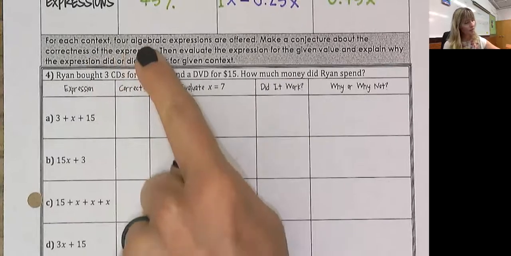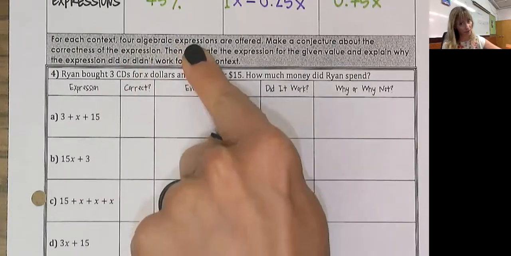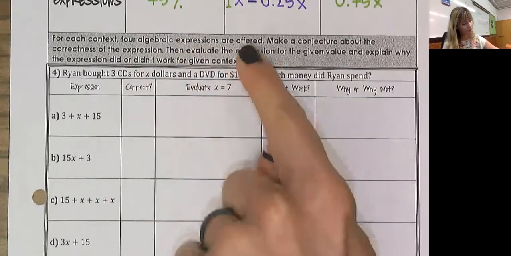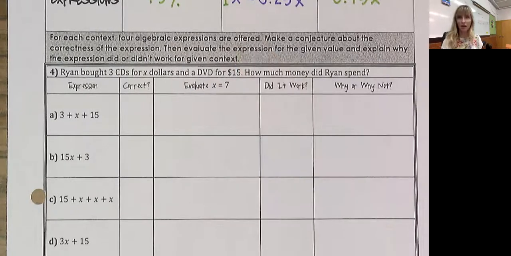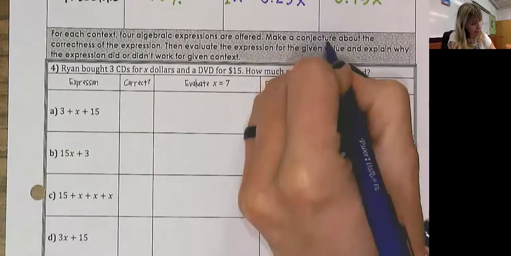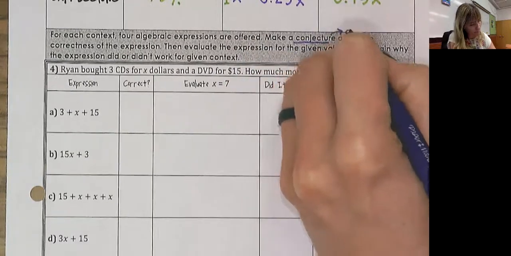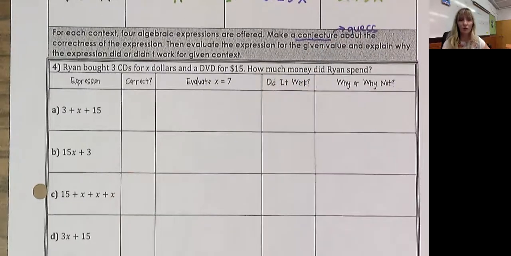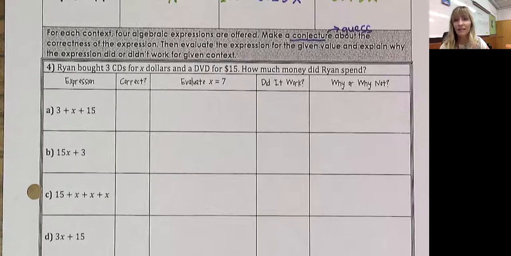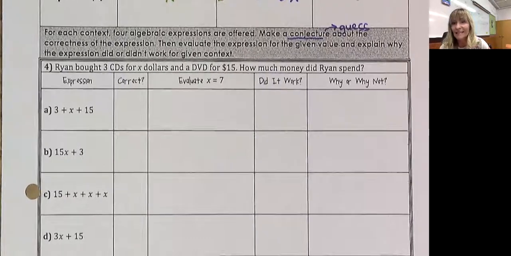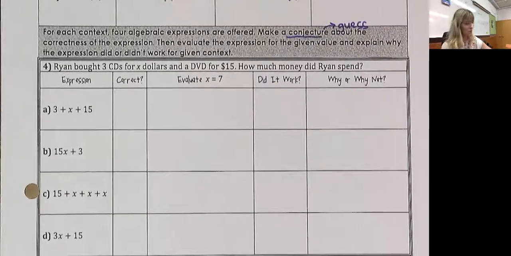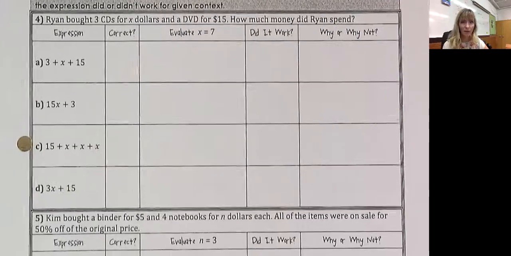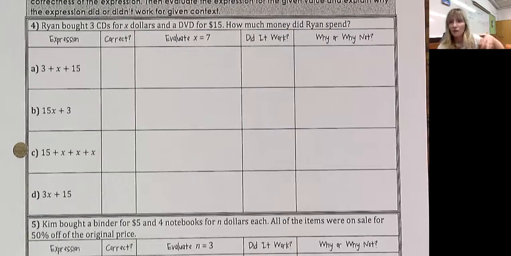4 algebraic expressions, that means there's variables in them, are offered. Make a conjecture. Oh my goodness, so many fancy words in here. Conjecture means guess, an educated guess. Make a conjecture about the correctness of the expression. In other words, do you think it's right? Take a guess, yes or no. Okay, so we're gonna start with that. You guys are gonna do that part because I can't guess for you, that's all you, all right?